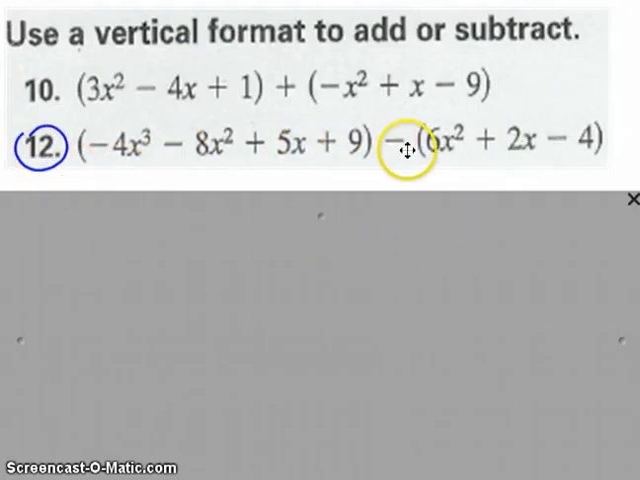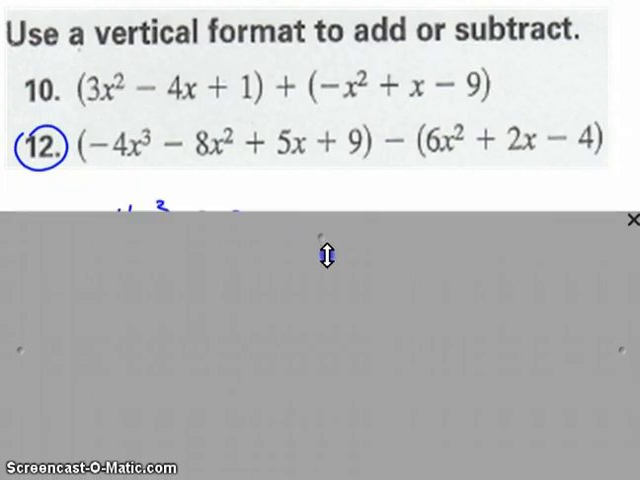Number 12 is a subtraction problem here. So the first thing I have to do is make sure that I've got these in standard form, and if I don't, I have to rewrite them, but I got lucky this time. 3, 2, exponent of 1, no exponent. So this one's in standard form, and then 2, 1, no exponent. Okay, so both of these are already in standard form.